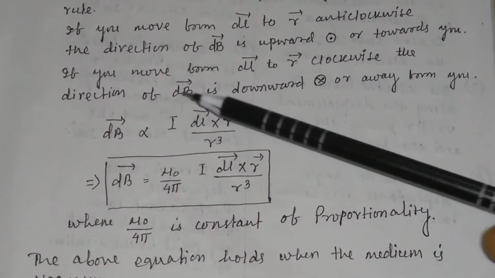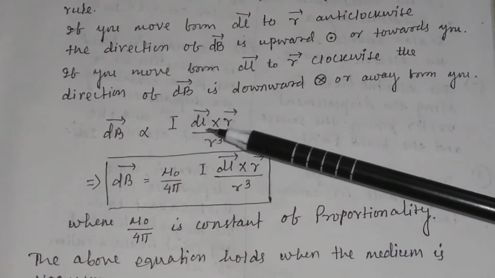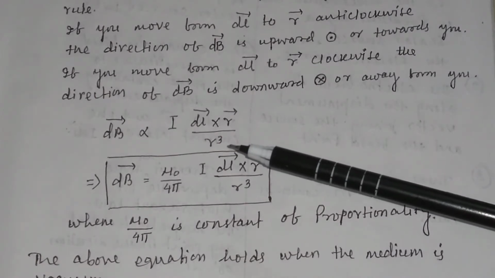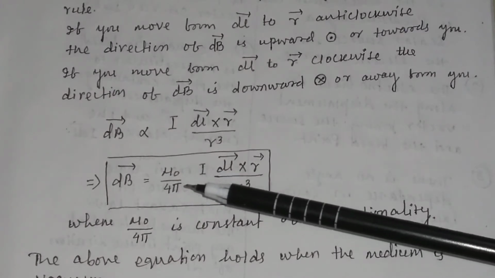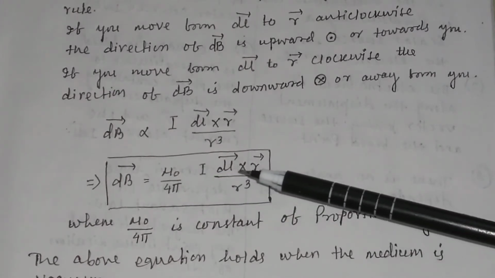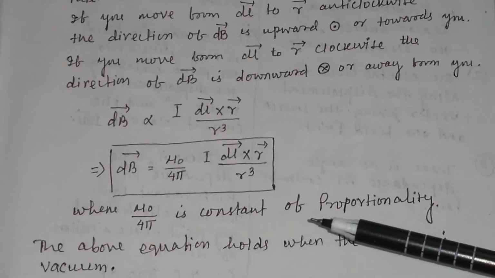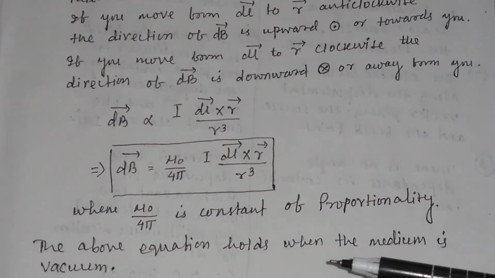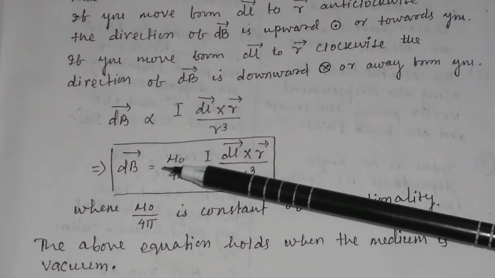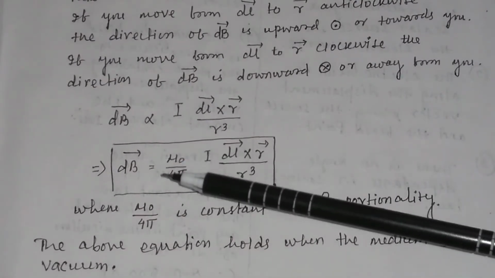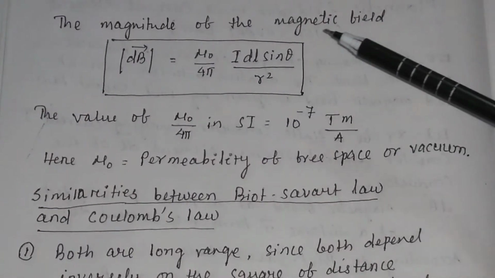So the magnetic field dB will be proportional to I dl cross r divided by r cube, or dB will be equal to mu 0 by 4 pi times I dl cross r divided by r cube, where mu 0 by 4 pi is a constant of proportionality. The above equation holds when the medium is vacuum. When the medium is vacuum, then you multiply by mu 0 by 4 pi here.